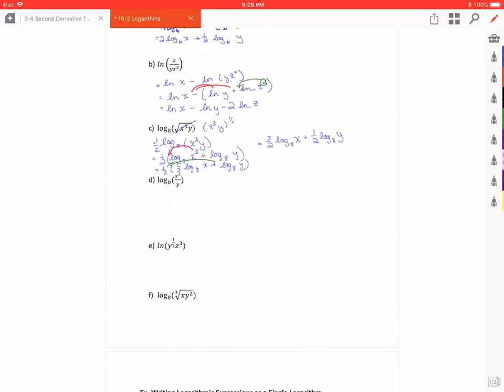I have left 3 here for y'all to do. I've got log base b of x squared over y, and natural log of y to the 1/3 z cubed, and log base 8 of the cube root of xy squared. Okay?